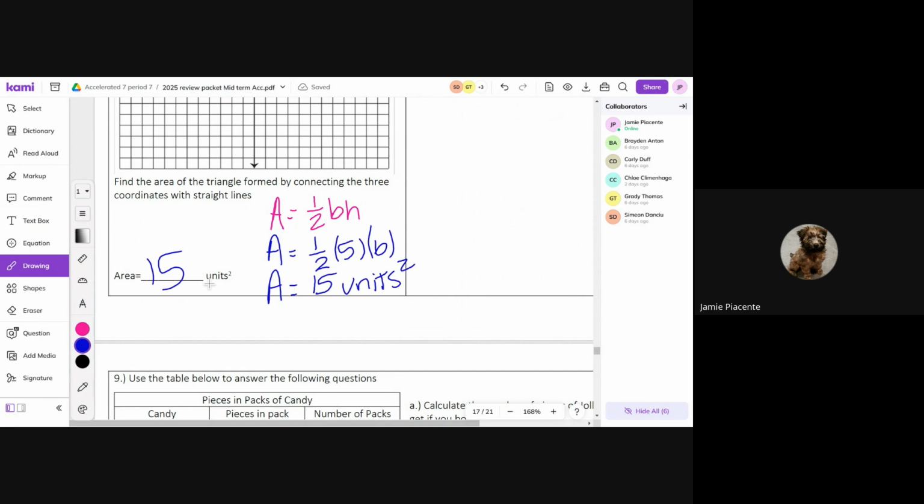Notice this has the label here, so you don't need to write the label, but if it did not, you would need to put the label on there. So please make sure that you label it correctly.